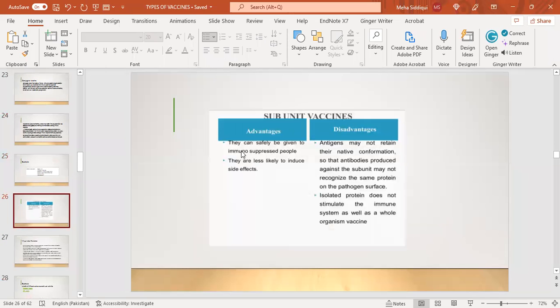Now, subunit vaccines advantages: they can safely be given to immunosuppressed people. They are less likely to induce side effects. Disadvantages are that antigens may not retain their native conformation, so antibodies produced against the subunit may not recognize the same protein on the pathogen surface. Also, an isolated protein does not stimulate the immune system as well as a whole organism vaccine.